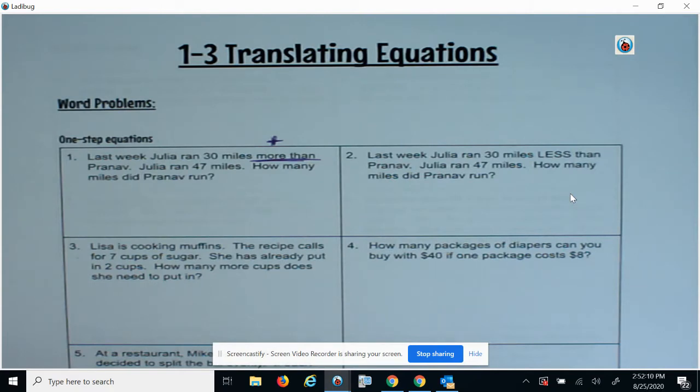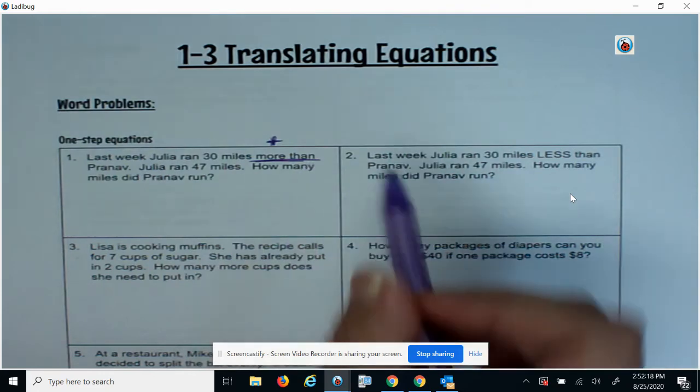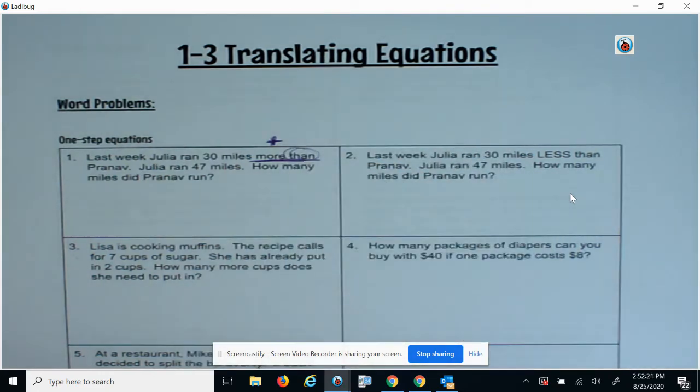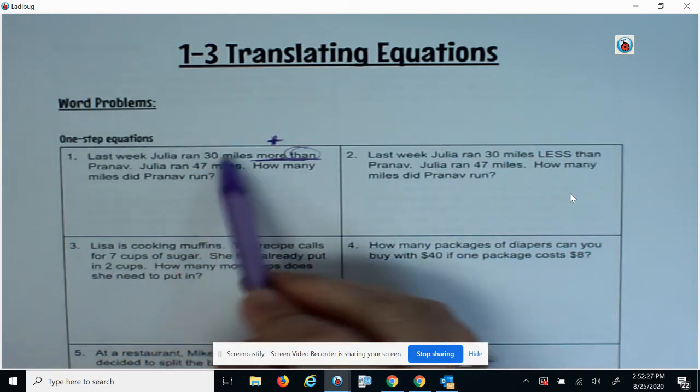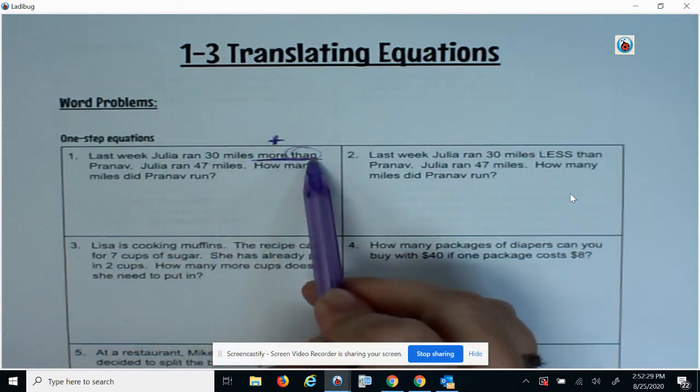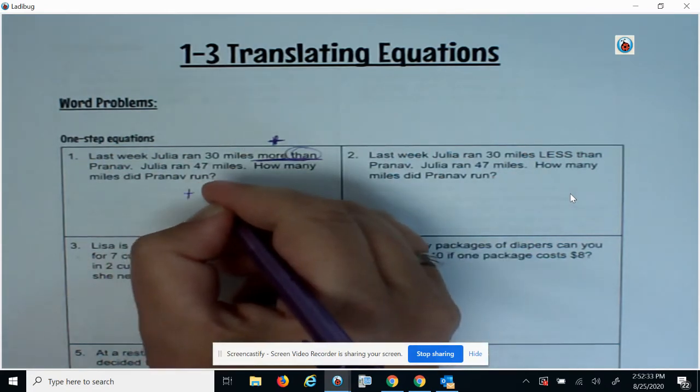What are we adding? Well, the numbers that we see. So 30 miles more than. This word than means we're going to reverse the order of what we see in the problem. This 30 was before the plus. The than means I'm going to flip it to after the plus. So we're going to write a plus 30.